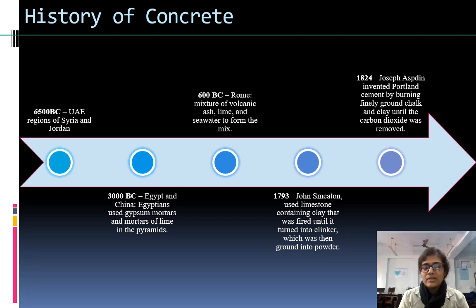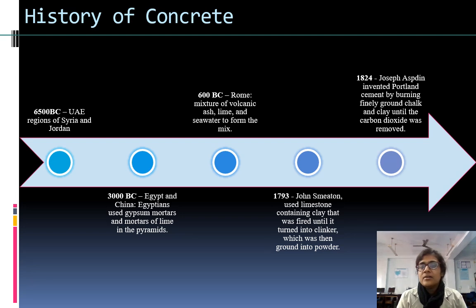The next breakthrough came in 1793, where John Smeaton used limestone containing clay, and that was fired until it turned into clinker and then ground into powder. Here, what John Smeaton found out was something very important, because this is the precursor of the cement we see and understand today, right?